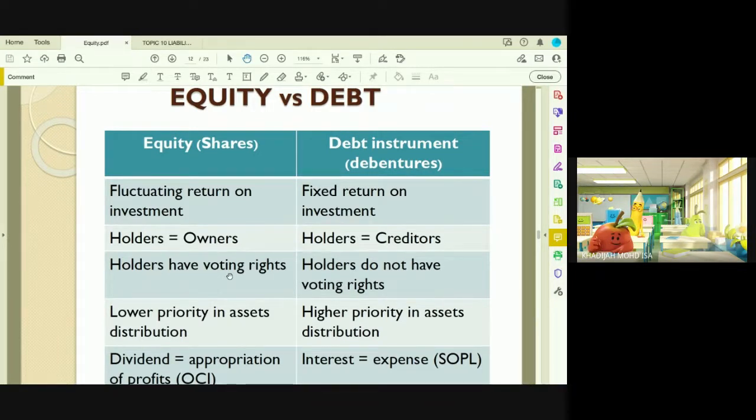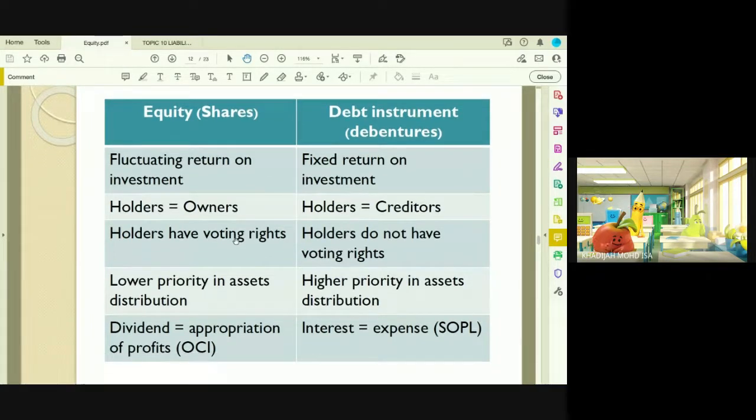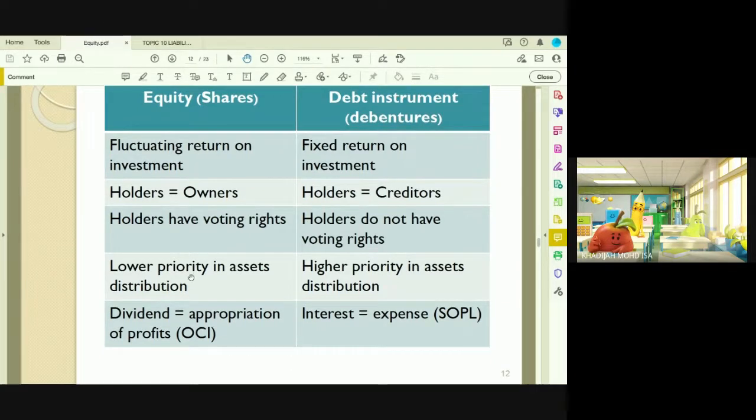The holders of the shares are the owners, but the holders of the debt instrument, the debentures, are the creditors. Shareholders have voting rights. The debentures don't have any voting rights. Shareholders have lower priority in asset distribution. It means that if there is a liquidation, the shareholders or the owners will have lower priority, but the debenture or debt holders will be given higher priority.